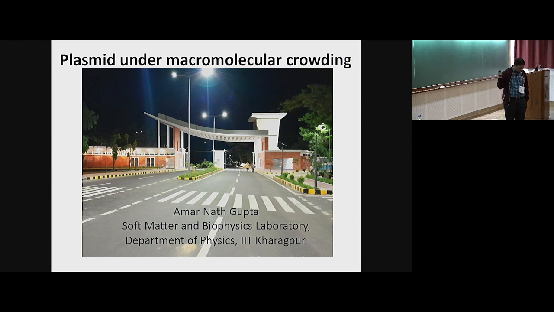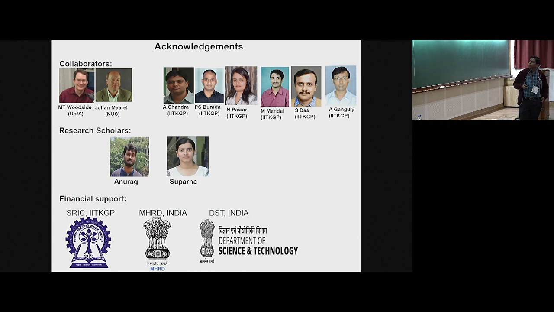So the two keywords are there: macromolecular crowding and plasmid. So in a few slides, I will discuss crowders and what plasmids we have taken in the experiment. So this is totally experimental work. So I will start with acknowledging some people.